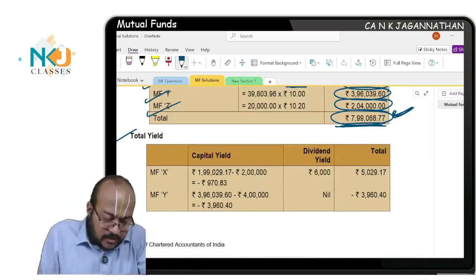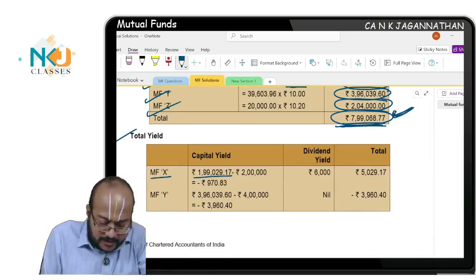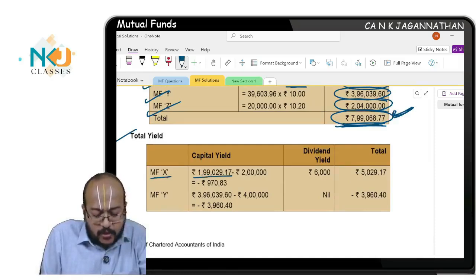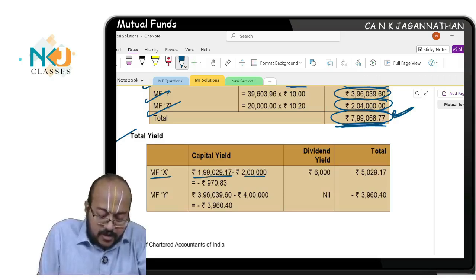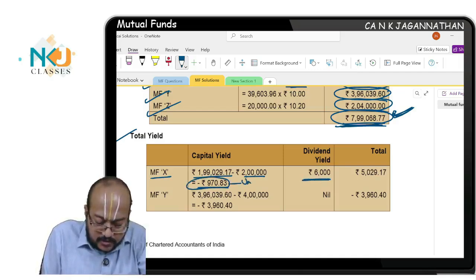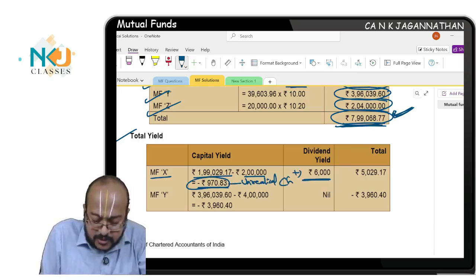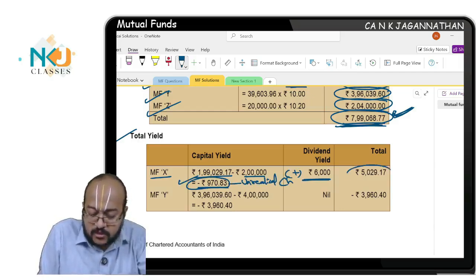How to find it? See, for mutual fund X, very simple, 1,99,029.17 minus 2 lakh. This is the capital gains portion. Apart from that, dividend 6,000 is being paid. Agreed? Are you understanding? So minus 970 is the unrealized capital gain plus 6,000. How much is that? This is capital loss plus 6,000. You will get the total yield.